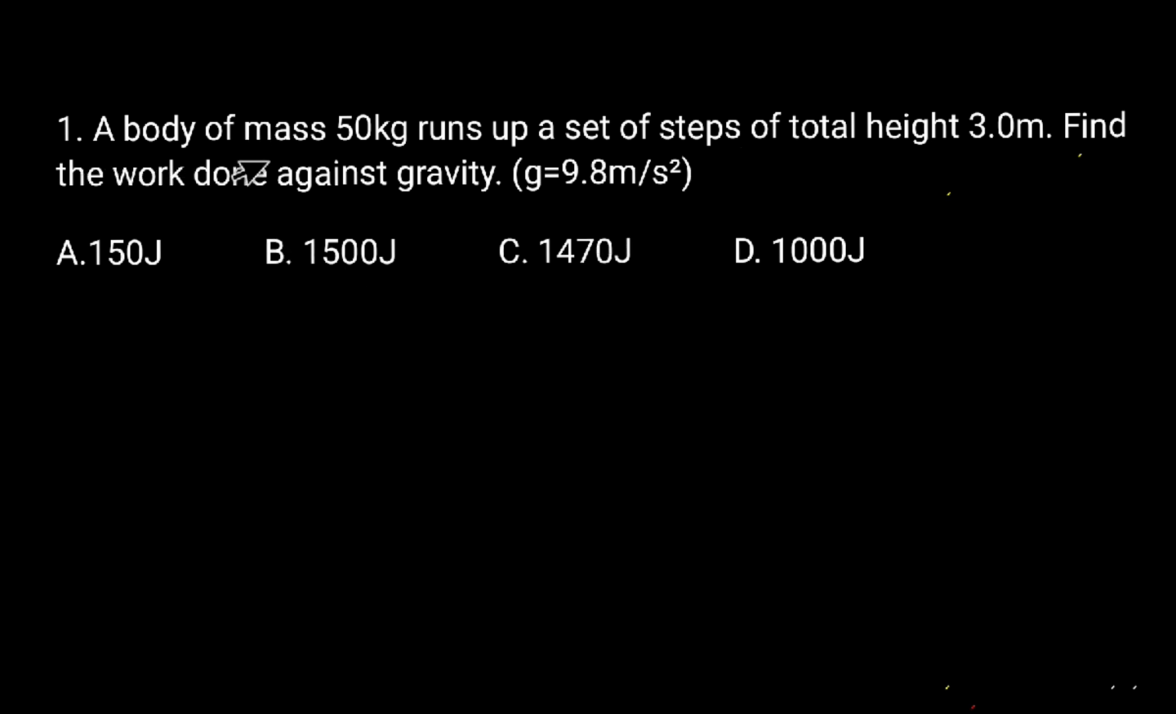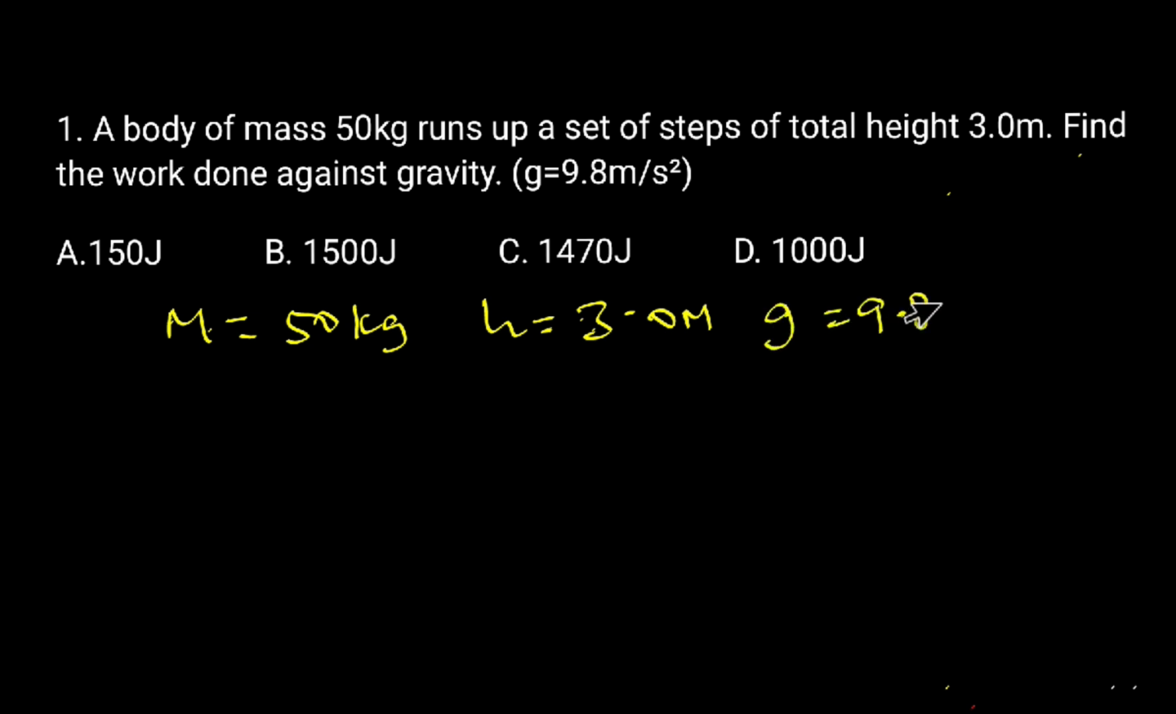Now, let's solve this question. A body of mass 50 kg runs up a set of steps of a total height 3.0 meters. Find the work done against gravity. From the question, we are given a mass of 50 kg, and the height of the stairs is h equal to 3.0 meters. We are also given that acceleration due to gravity is 9.8 meters per second squared, and we are asked to find the work done against gravity.